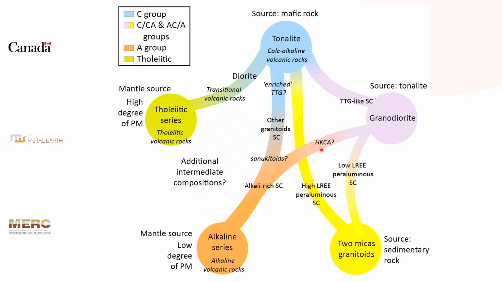The HKCA, I will put them here with a question mark. That's a hybrid between a granodiorite melt and the alkaline series. And for the rest, in the Abitibi, the small intrusion like the Grand Roi Pluton, it could be a hybrid between a two mica granitoid and a tonalite melt.